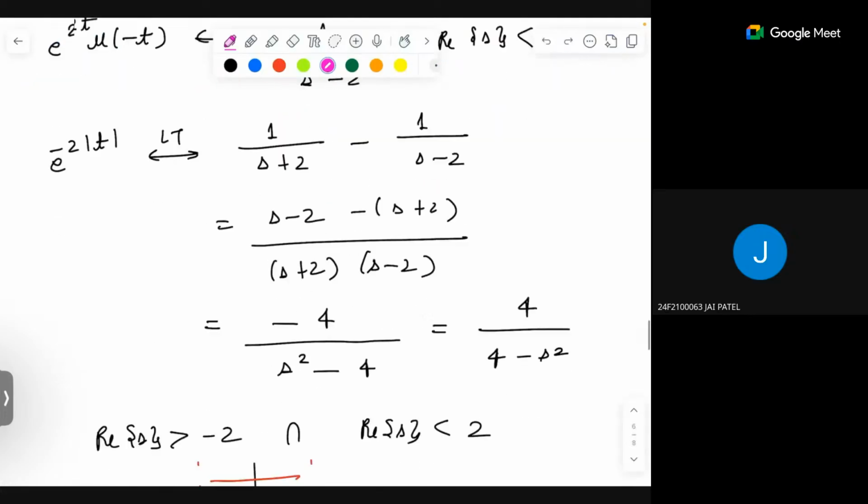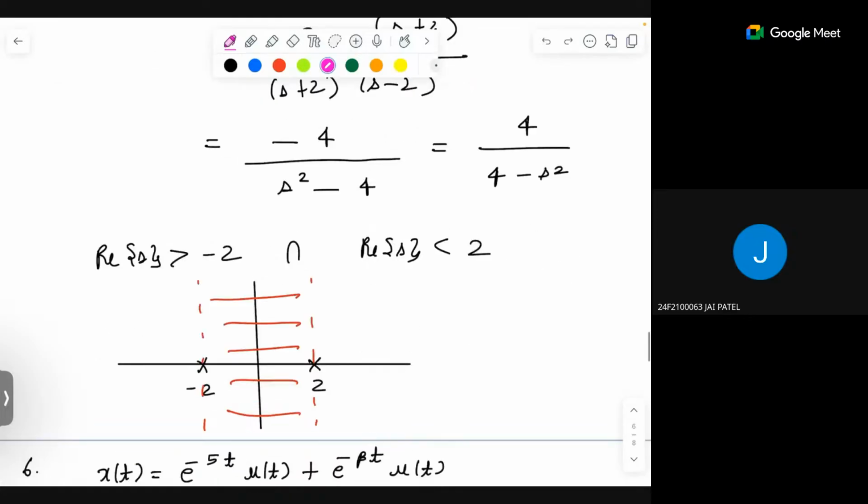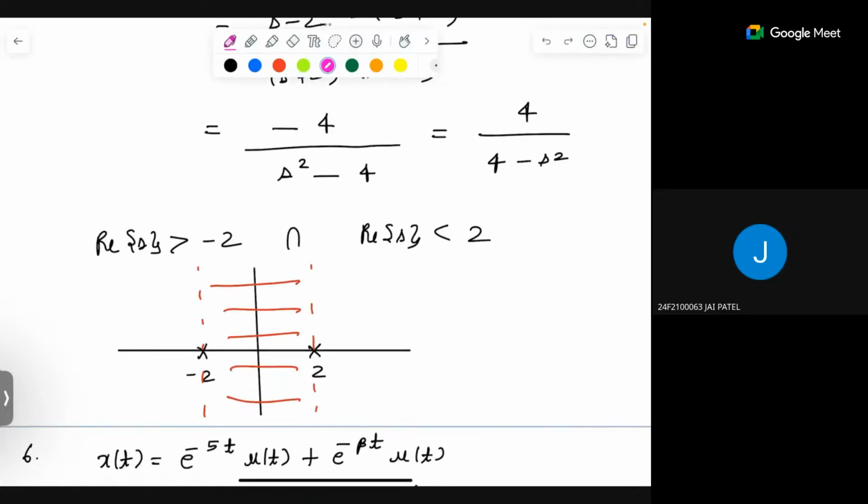So the ROC will be the final ROC, we can take the final ROC from the last equation, that is 4 minus s square. It should not be minus 4 to 4. So if you find the roots of this equation, what will they be? Yeah, 2 and minus 2. So this is what we have.